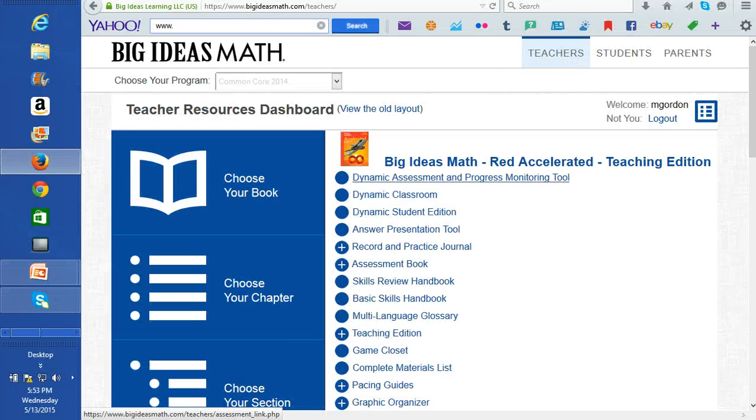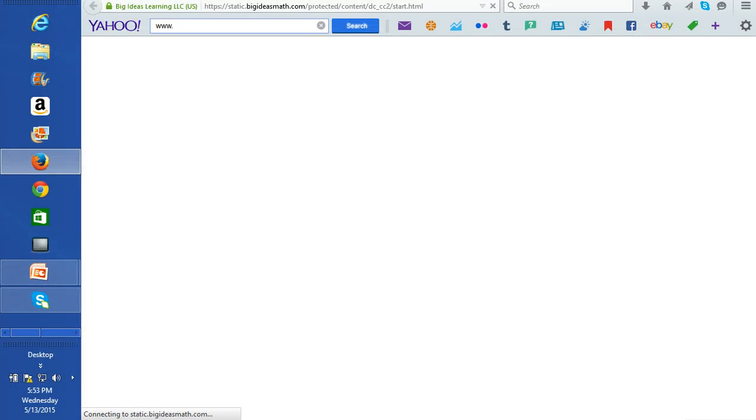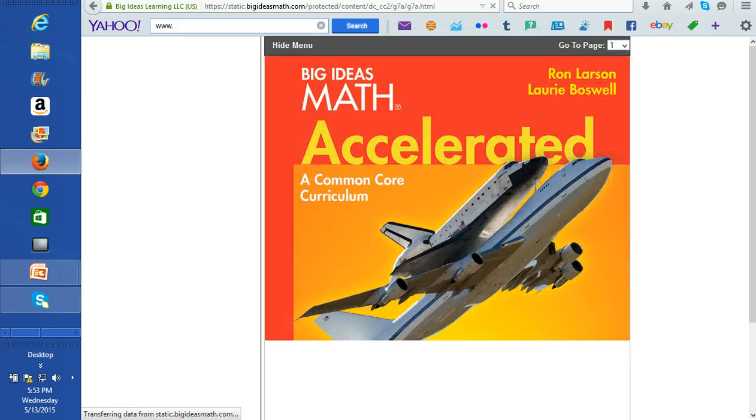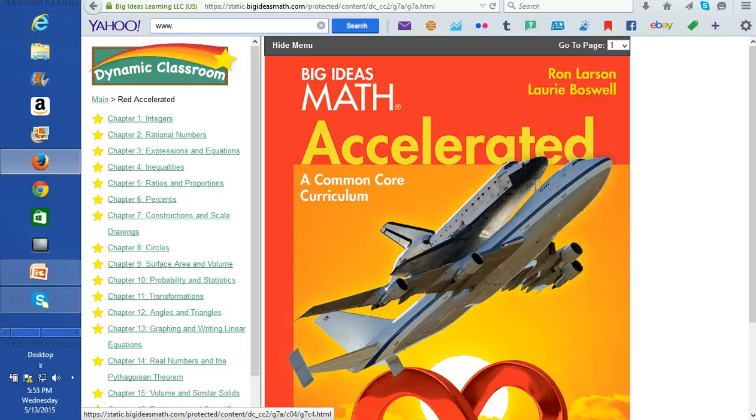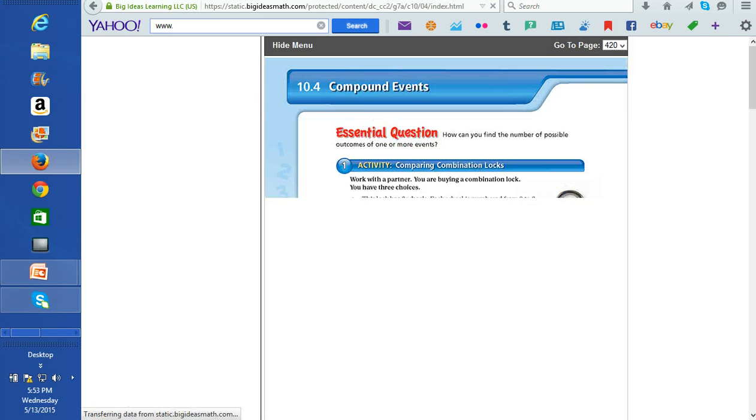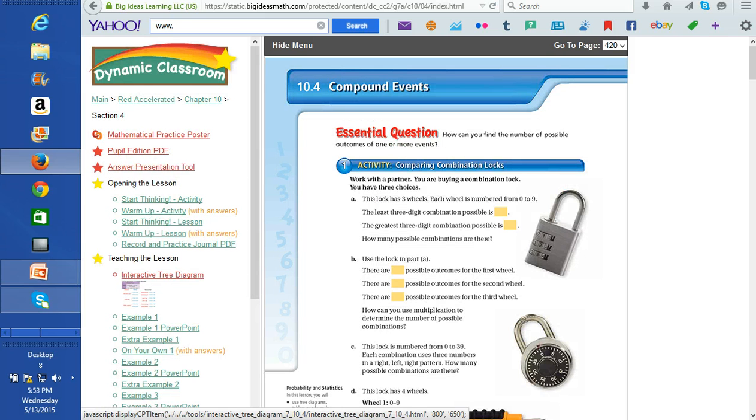Okay, so here we are. I'm finding it. I think we're going to be good. I want the red accelerated, and I want chapter 10, probability and statistics, and then 10 floors, compound events, and the interactive tree diagram.